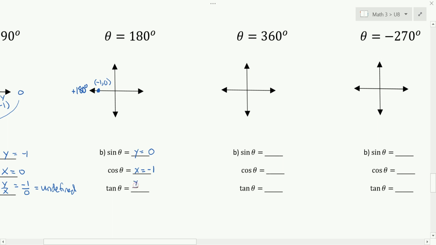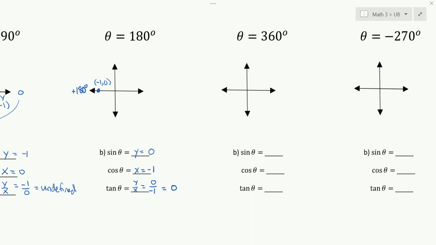And how about the tangent? Good, 0. Because it's y over x, and in this case you get 0 over -1. That's not undefined, that's just equal to 0. Whenever 0 is in your numerator, you get 0 for your result there. Okay. Thank you, Zoe. 360 degrees.